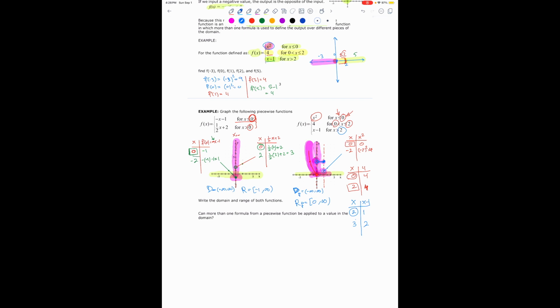Can more than one formula from a piecewise function be applied to a value in the domain? The answer is no, because if you apply it to more than one piece, you're going to get two different answers, which means one number from the domain goes to two numbers or more. Let's say I have B, C here, goes to two values in the range, which is going to make it not a function. So in this case, if this was true, then we will end up with something that is not a function. So this is not possible.